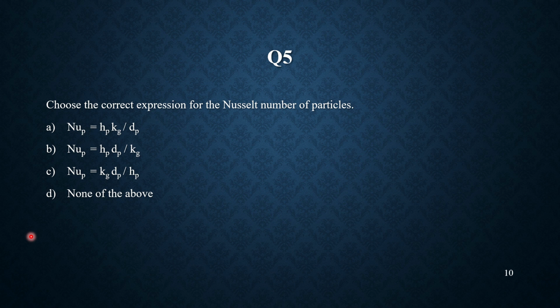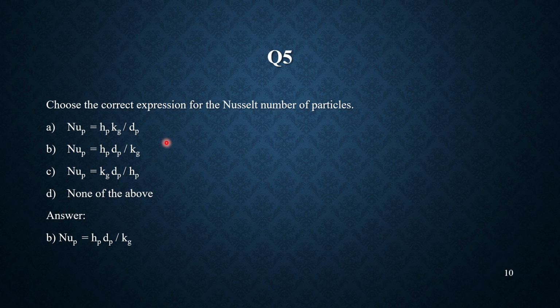Since we are dealing with the heat transfer coefficient, that should come at the top, that is numerator. So option C is left out from this. So option A or option D. Since Nusselt's number is a dimensionless number, on the bottom we need another coefficient, which is K. If H and K come together, it won't become dimensionless. So the answer is option B, Nusselt's number is equal to Hp dP by Kg.